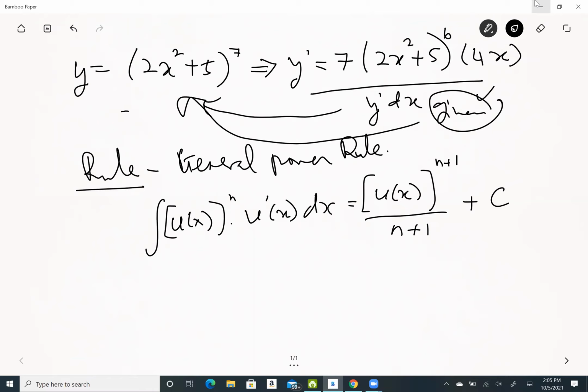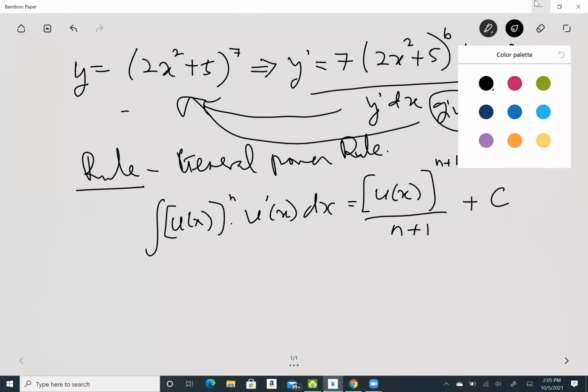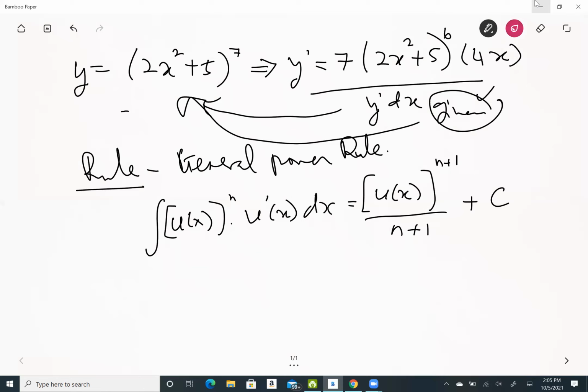So in other words, you are given some form of a function that is the derivative. If you look at this thing here, this is the u. And then this thing here is the u prime. So you have the form u of x to the power of n multiplied by u prime.